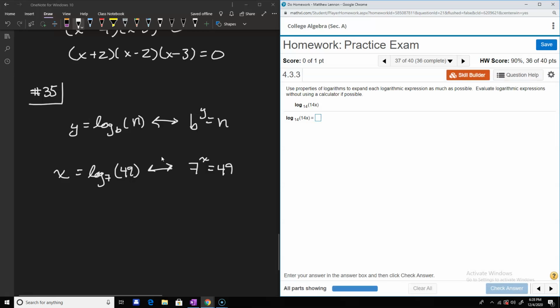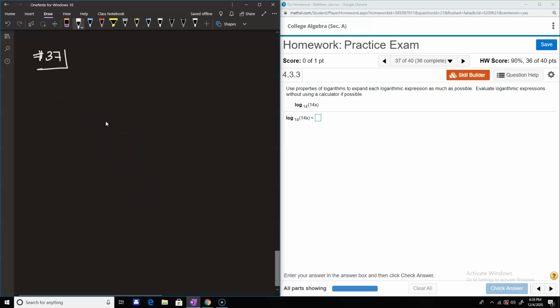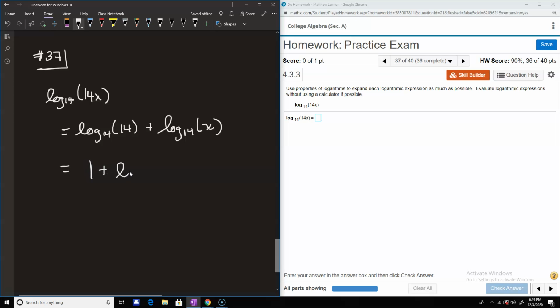And for number 37, we're expanding using the laws of logarithms. So there are 3 laws, and one of those says that you can take the factors of an input and separate that using addition. So the log base 14 of 14x, 14 is being multiplied by x, so I can write that as the log base 14 of 14 plus the log base 14 of x. And I know the log base 14 of 14 is 1 because 14 to the first power makes 14. So this can be simplified to 1 plus the log base 14 of x.